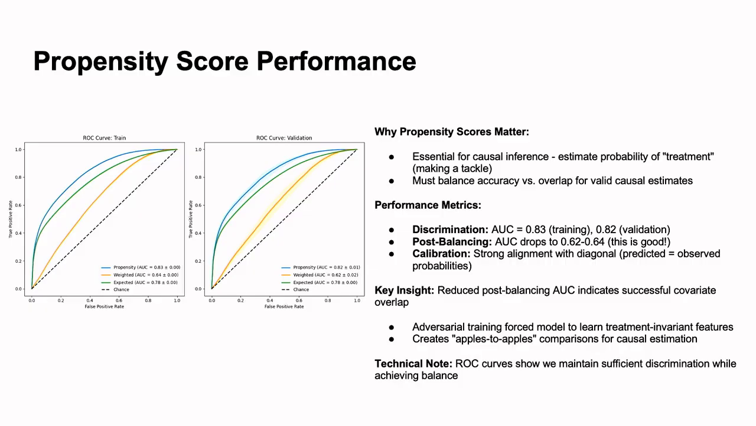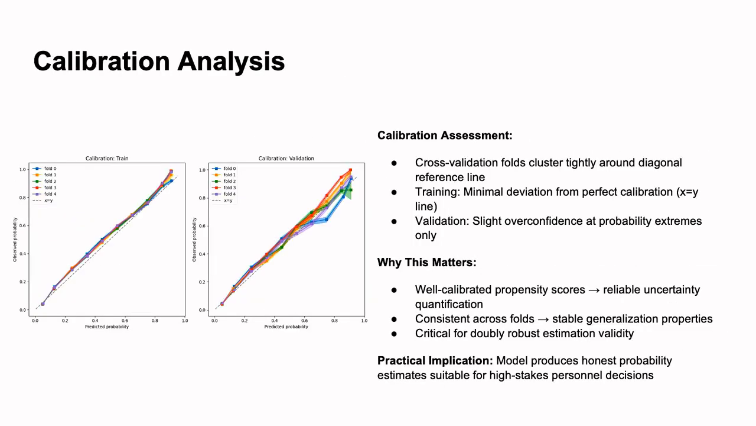We see that the AUC drops during post-balancing in the orange, which is what we want. Ideally, we want something similar to a randomized controlled experiment where there's no difference between the treatment and control group. So we say it's able to decrease it, but not to 0.5. This just shows that we're able to maintain discrimination while achieving balance.